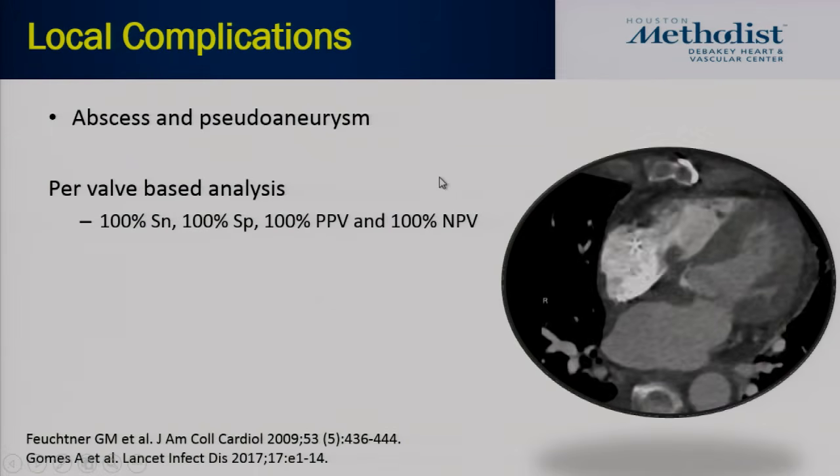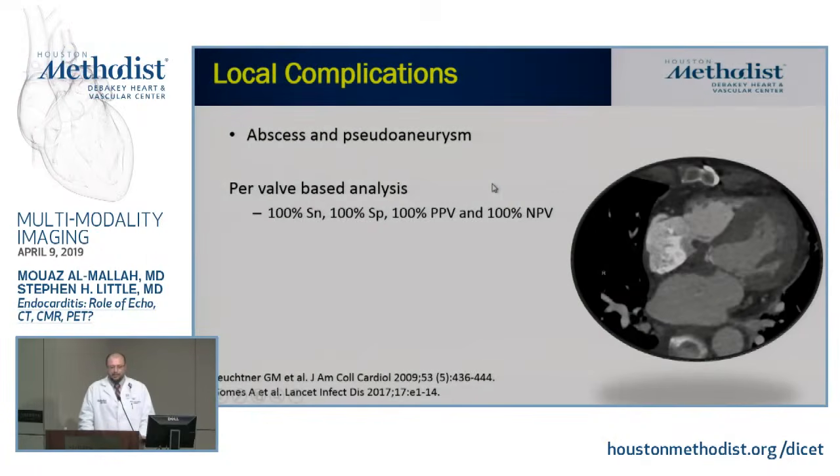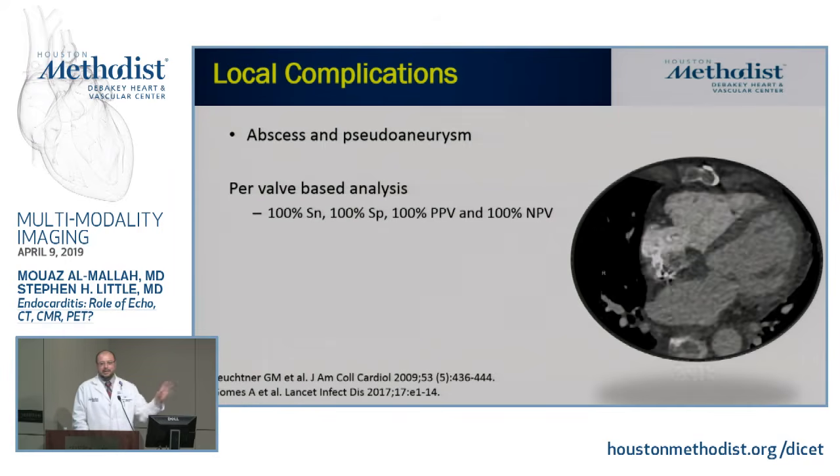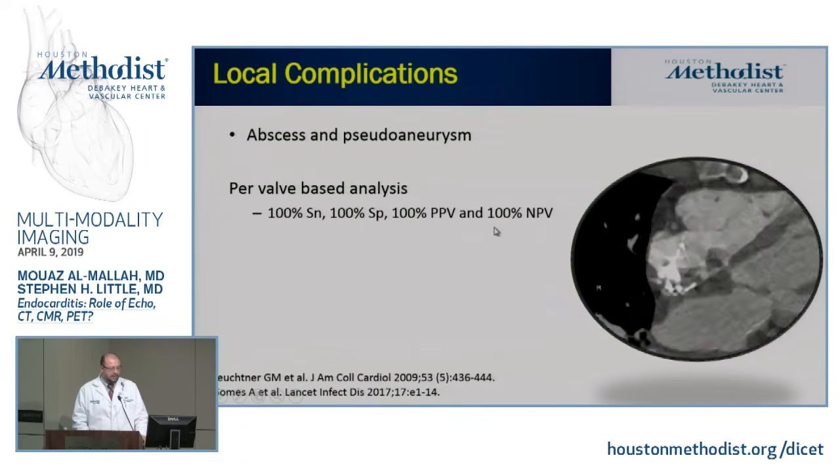So in terms of complications, abscess and pseudoaneurysm, in this study among those patients who went for surgery, obviously, so this is a highly selected population, CT was able to identify 100% of these patients who had these complications.